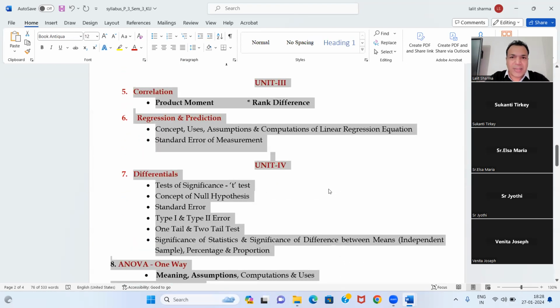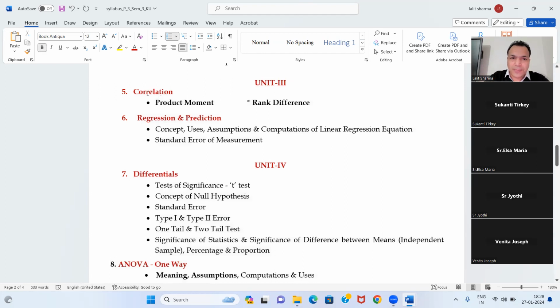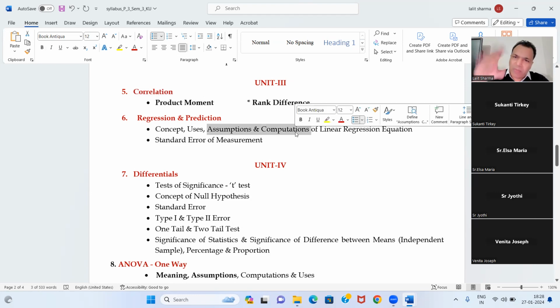50% is theory and 50% is practical, right? So in this statistics part, basically unit 3 and unit 4 are the statistics part. In unit 3 and unit 4, guys, you also have to learn the theory. Because what happens? Always, assumptions of correlation, assumptions of regression, this question always comes, always 101%.